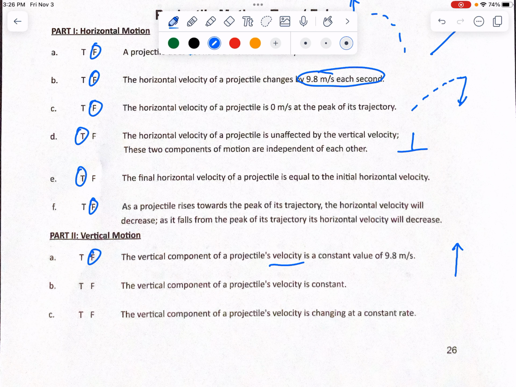B, the vertical component of a projectile's velocity is constant. We just talked about that in part A. It's always changing, so it's never going to stay the same. C, the vertical component of a projectile's velocity is changing at a constant rate. That is true. That is the effect of gravity. So you are changing by 9.8 meters per second every second.